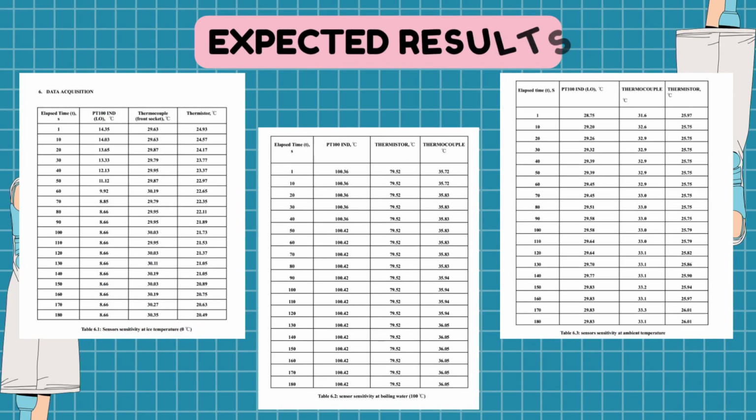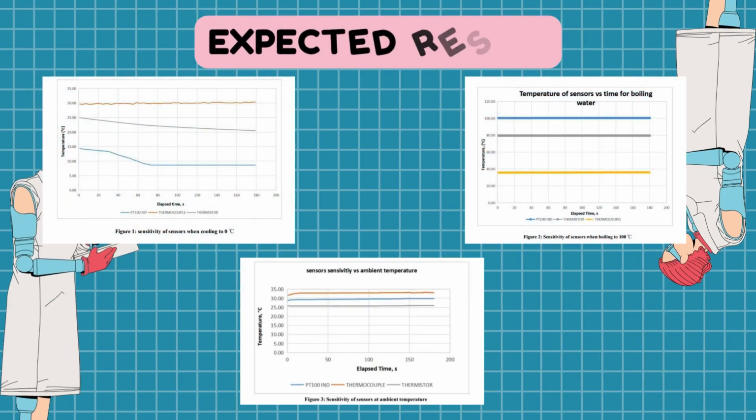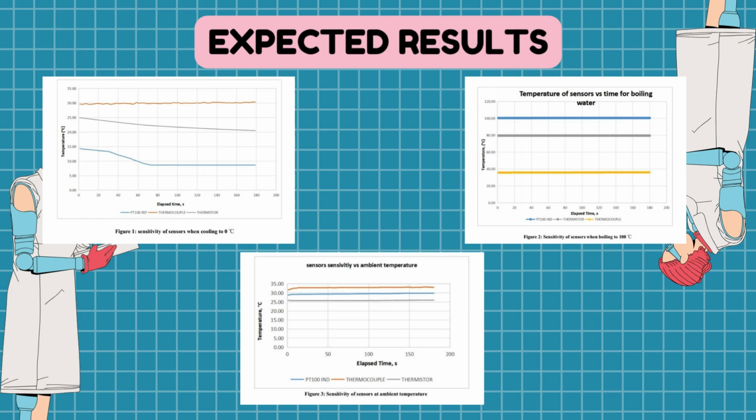Next is expected results. In this experiment, all three sensors, PT100, thermistor, and thermocouple, are expected to respond differently under varying temperature. At 0 degrees Celsius, all sensors should gradually approach 0 degrees Celsius. The PT100 is expected to show the most stable and accurate readings, while the thermistor may respond faster initially.